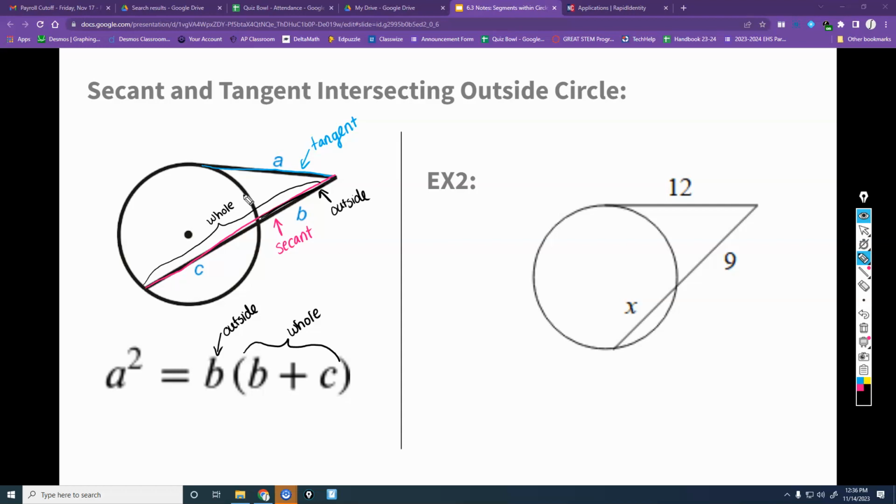So it's outside times the whole segment. You could, in a way, even say this is the outside times the whole segment, because the outside is the whole segment, so it would just be a times a right there. But the outside part times the whole segment. So that part that's on the outside is the one that's going to be there twice.